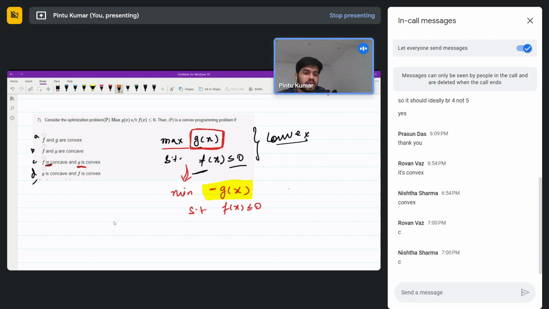So if minus g of x is convex, what does option D mean? Option D is g of x is concave and f of x is less than or equal to 0, so f should be convex. Whatever term is here, this should be convex. So g is concave and f is convex. So option D is correct. Was I clear, Rohan and Nishtha?